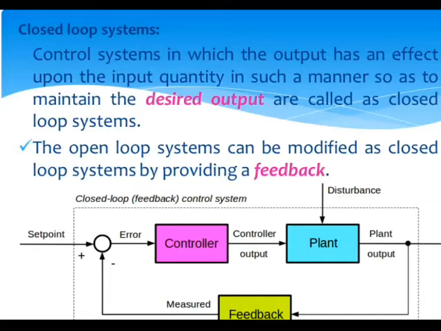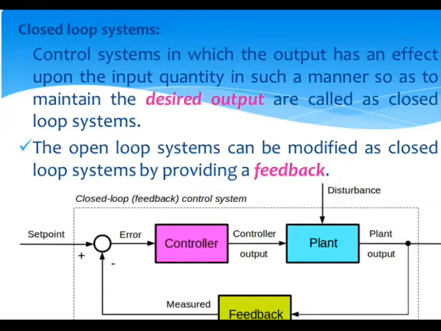Whenever there is a disturbance, the plant output will change. Accordingly, the feedback value will also change. The error value will be changing. The controller will control the plant accordingly, such that the plant output is maintained constant.